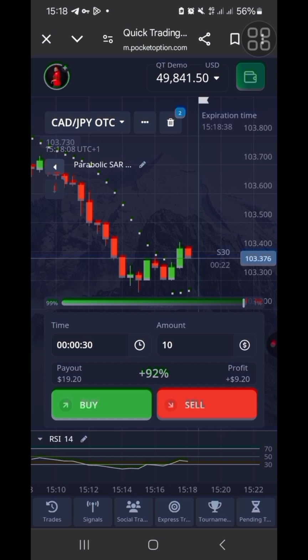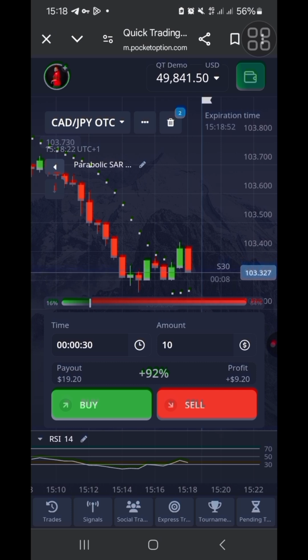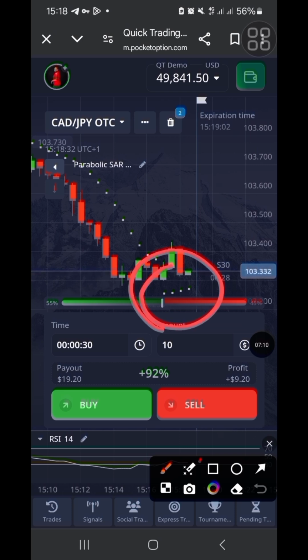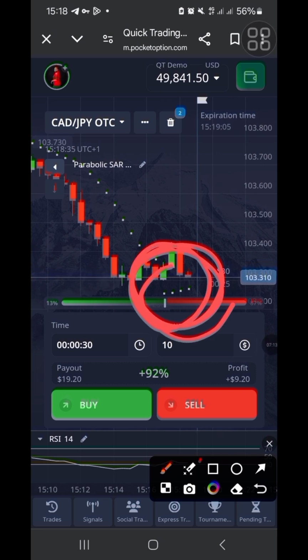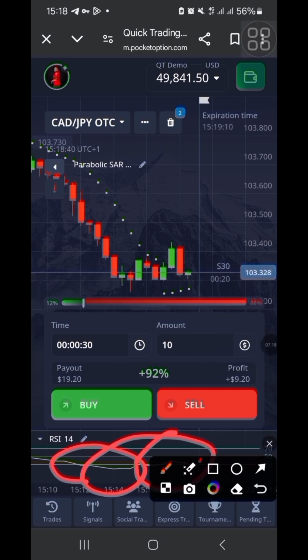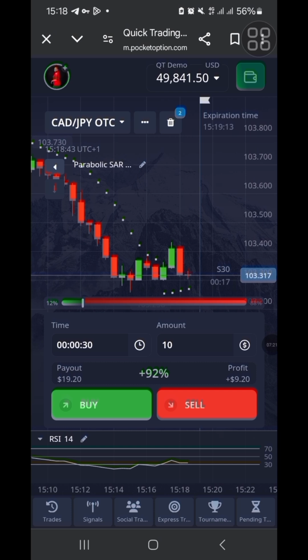RSI has 3 lines. The first line is line 70, the middle line is line 50, and the last line is line 30. Now, this line on top of it is the one showing whether the market is going up or coming down. Now, she said, for you to take the best trade, when you see Parabolic+RSI bringing out a first dot, do not take a trade until you confirm from this line on RSI that it is above the line 50. If it is above line 50, you can take a buy trade.